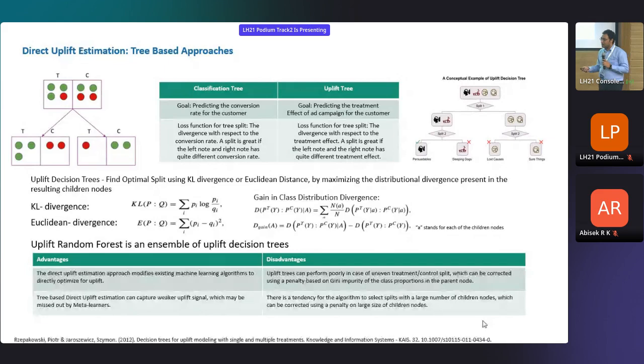Disadvantages: there can be some cases where the number of nodes grows very rapidly, so in those cases, we might have to apply a certain penalty on it. Or there can even be cases where the distribution of the treatment and control is not matching. In those cases, we can apply an additional penalty using the Gini impurity.